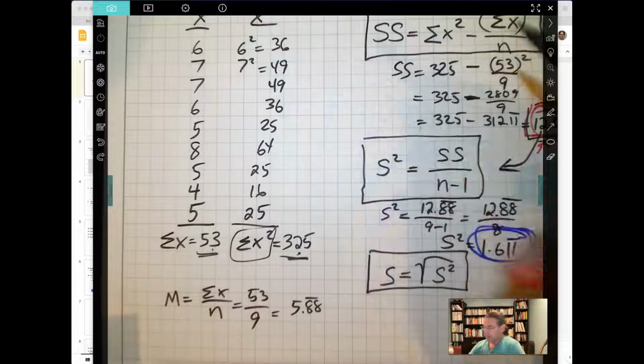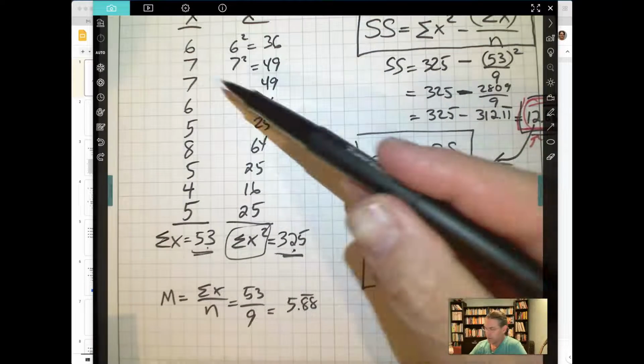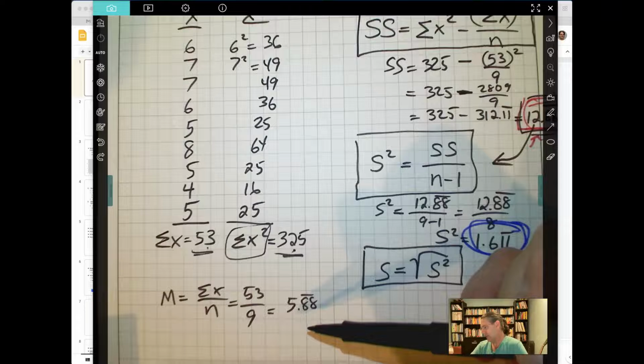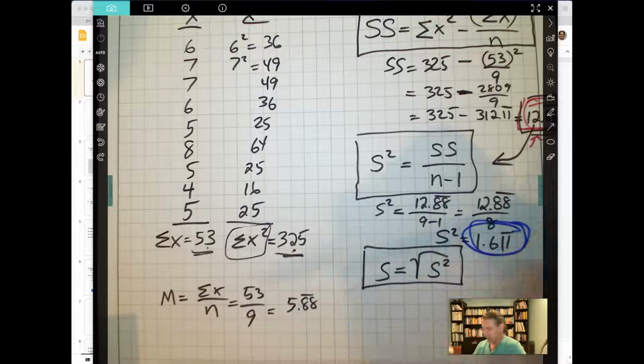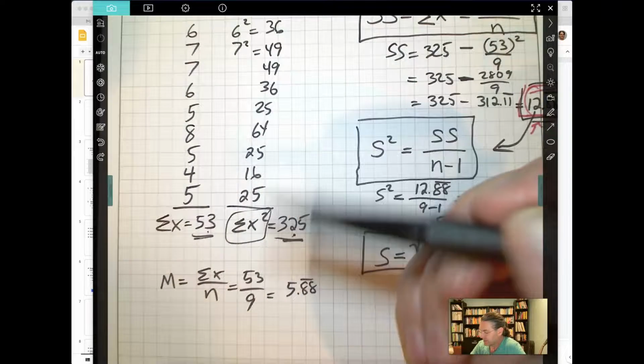Okay, so that 6 deviates from that by about 0.22. The 7 deviates by about 1.11. What is it? 7 minus that? I want to know. Oops, 7 minus 5.888 is 1.11. Sorry, 1.11.